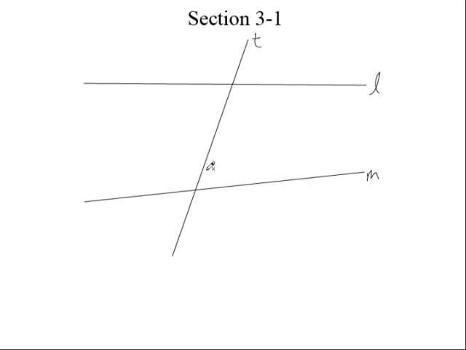Now this line right here, what does it do? It intersects. Good. It intersects line L and line M, doesn't it? If you have a line that intersects two or more lines, we call that line a transversal. So I'm going to put a little arrow here, and let's write that word out. Transversal. We're going to use that word quite a bit.